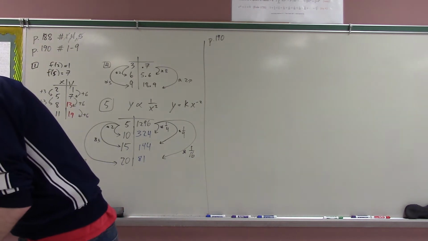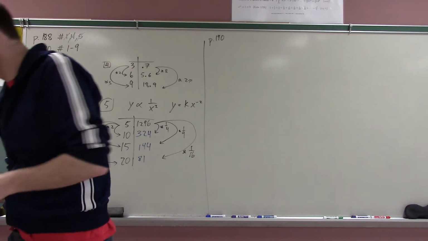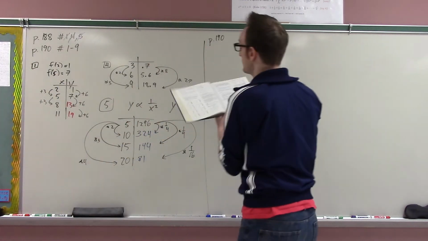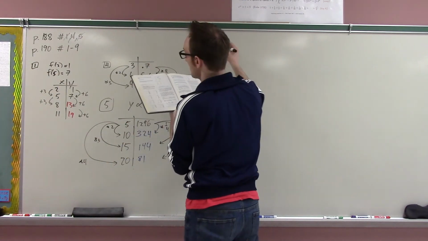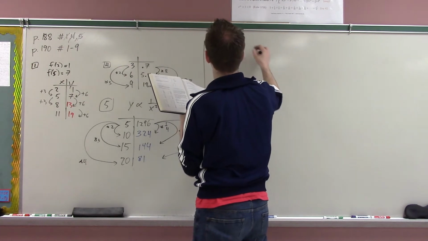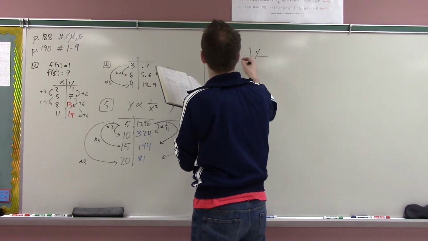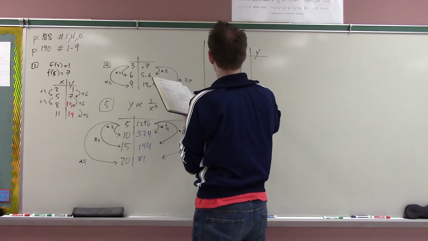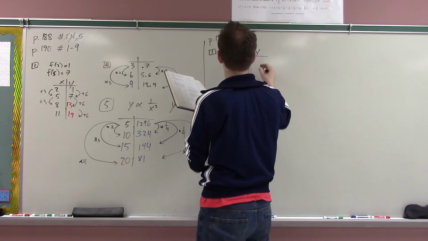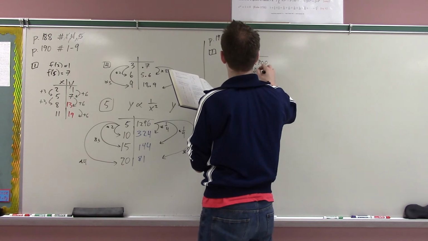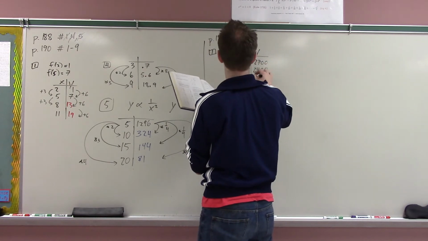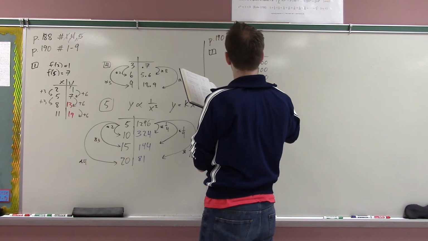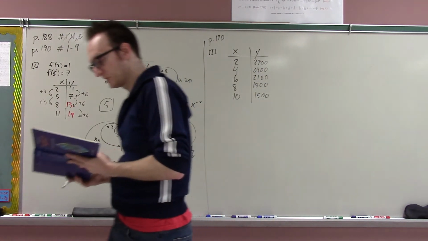So then they gave you some data, and you had to figure out what the function was. You had to figure out first what kind of function it was, and then what the function was. So let's do this. 2, 4, 6, 8, 10, and 2700, 2400, 2100, 1800, 1500. Yeah, let's do it.